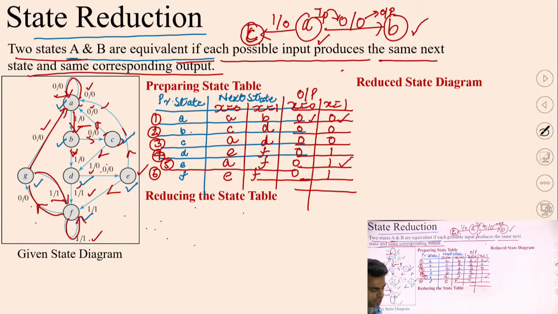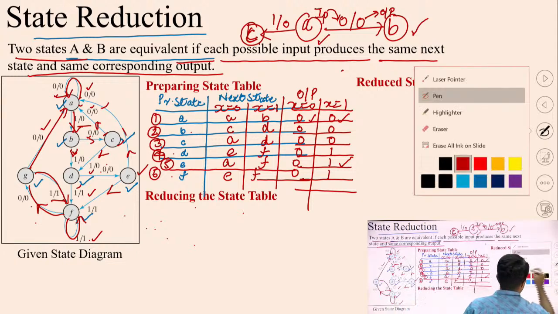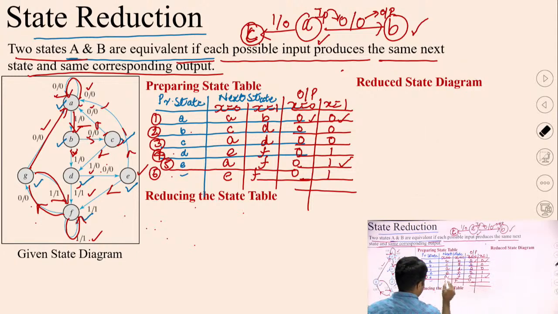Yash has replied 4 and 6. So 4 and 6, that means D and F. You can check that D and F both have the same behavior. The next state of D and outputs are similar to the next state of F and their corresponding outputs. So again we can see that D and F are same, so I can remove F from the table as well. So this F I am removing.